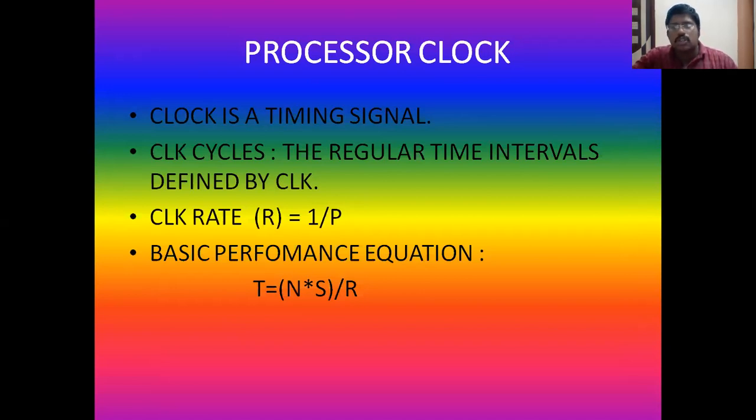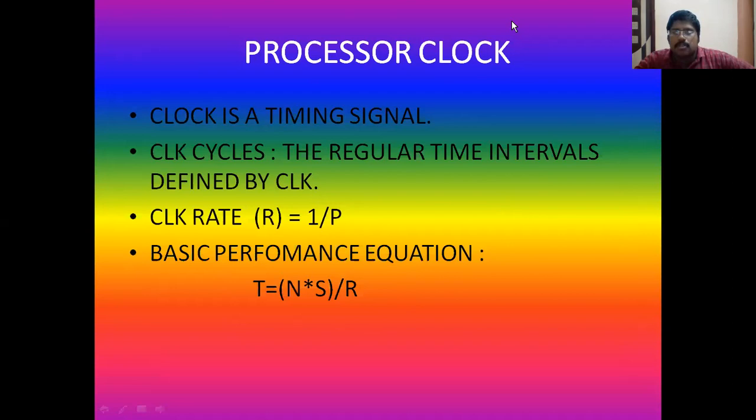Okay, so there is a formula for clock cycle and clock rate. Clock rate R is equal to 1 by P, that means 1 by the clock signal period. Next, basic performance equation. Please remember this: the basic performance equation and the clock rate formula. Clock rate is nothing but 1 by P. Next, basic performance equation: T is equal to N into S by R. I will give a brief introduction to this afterwards. At this time you just remember these two. Clock rate R is equal to 1 by P.